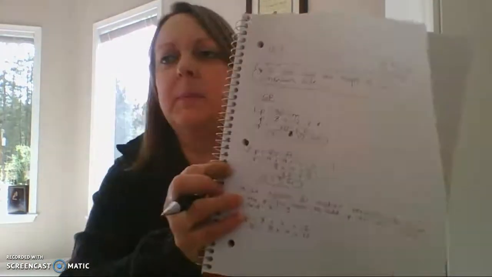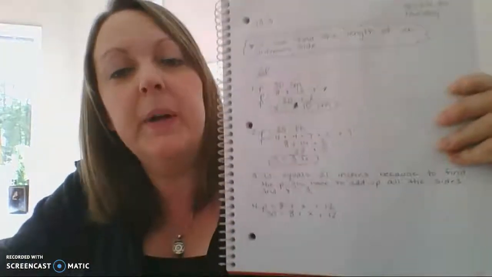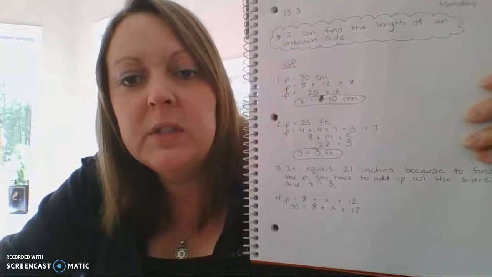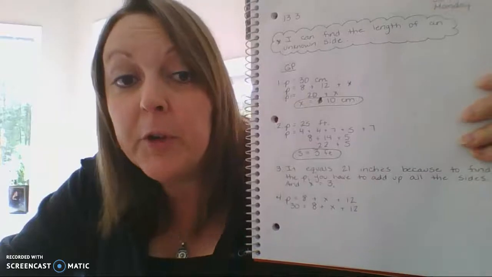So we could also write down 30 equals 8 plus x plus 12. Now I don't usually use the letter x for my variable because sometimes I think that means multiplication, but in this one that's what the book chose. So instead of having the p for perimeter, I put 30 because I know that that's what the perimeter is. So then you just have to find that out.